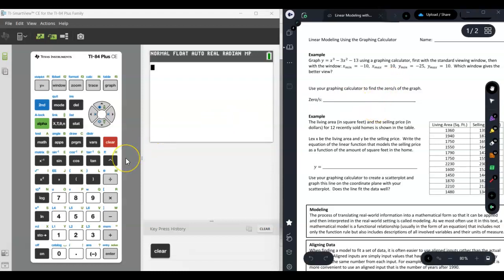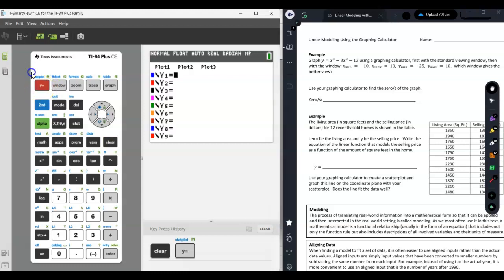So I'm going to start just by turning the calculator on and going to y equals. And then in y equals, if you have something in here right now, you'll just want to clear it out so that we can have a clean slate. And we're going to type in this x cubed minus 3x squared minus 13. So your variable button is in the top left corner, diagonal from the second button. So this is my x button.